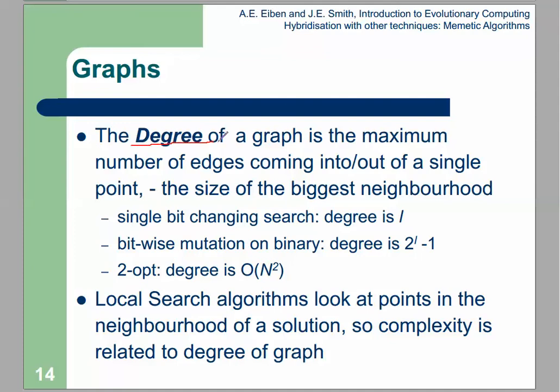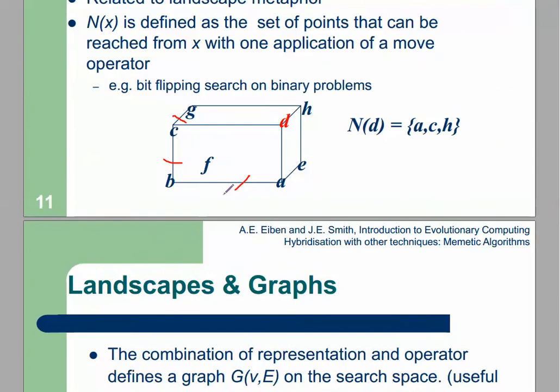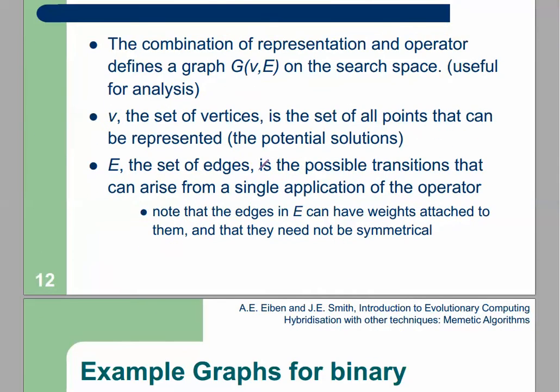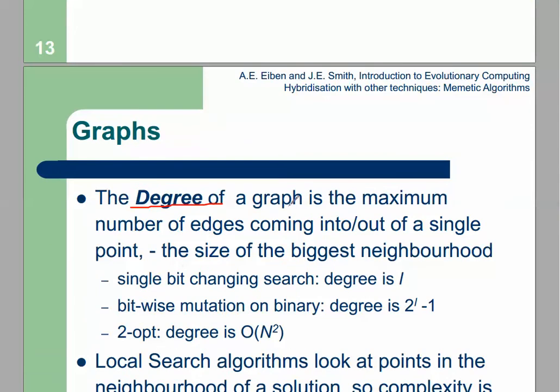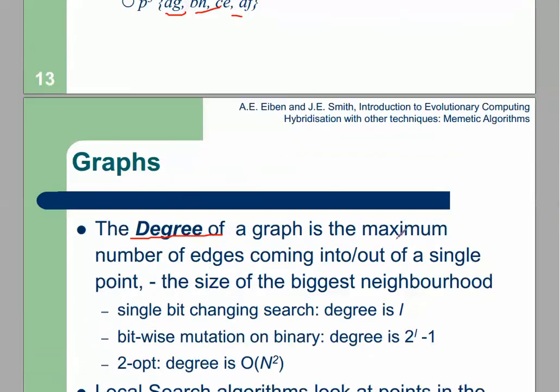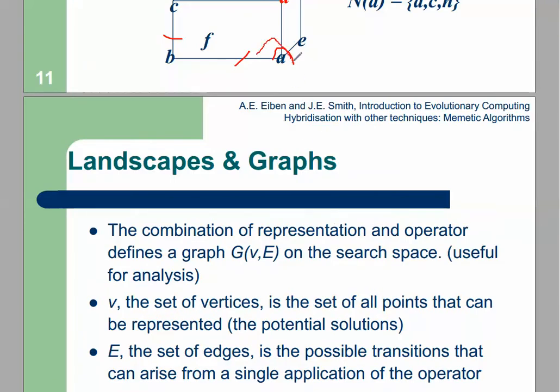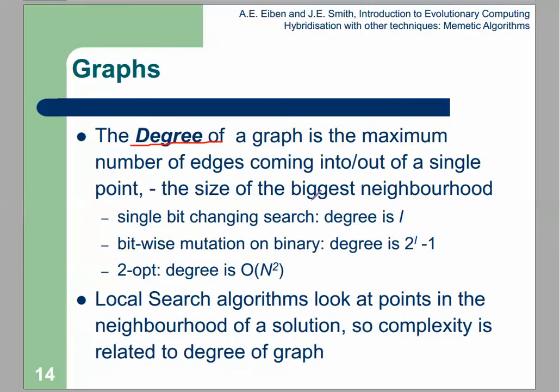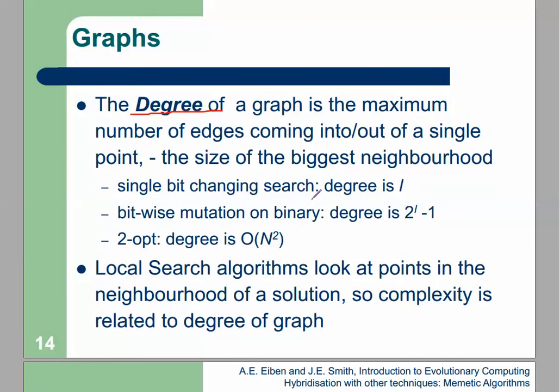It explains the degree of a graph. For example, the degree of this graph shows the highest in-degree or out-degree, the maximum number of edges coming in and out. It is three here, because each node has three edges for connection.